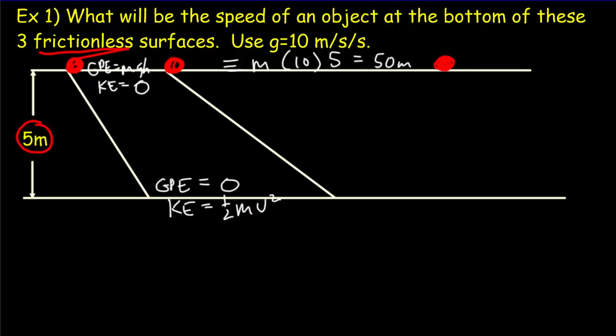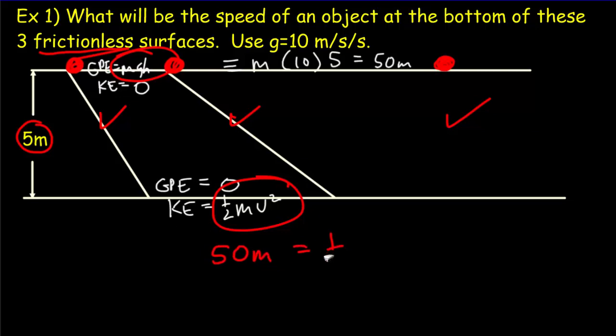Now, if we're going to have energy conserved, that means that half mv squared has to equal mgh. And it doesn't just equal that in the first case. It equals that in this case, and even if the ball drops straight down. In all three cases, we should be able to write that 50m has to equal 1/2 mv squared. GPE at the top has to equal KE at the bottom.